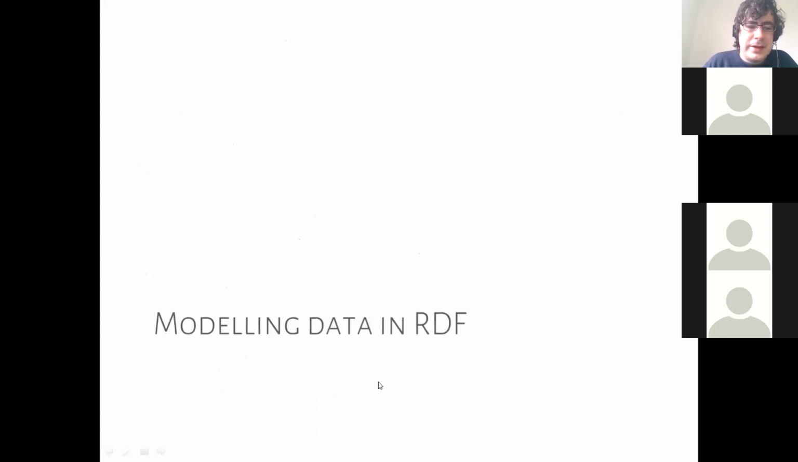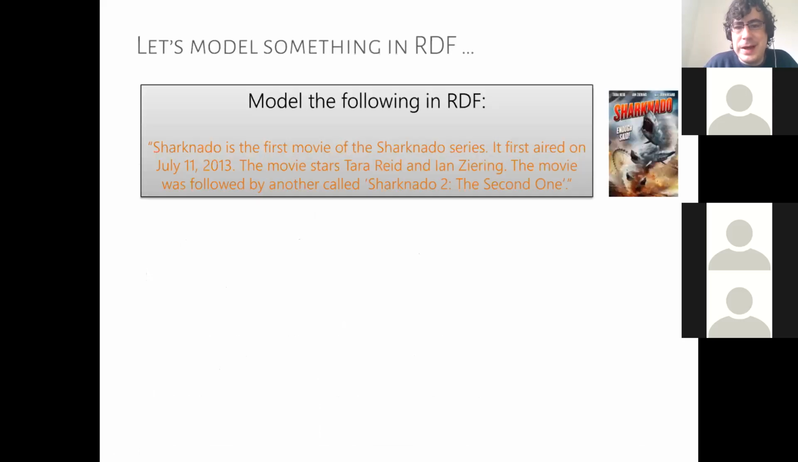So before we get into a little bit of detail with blank nodes, we can talk about modeling some data in RDF. I claimed earlier that we can model pretty much arbitrary data in RDF. So we could take some description of some text and see how we could represent that information as RDF. Sharknado is the first movie of the Sharknado series.